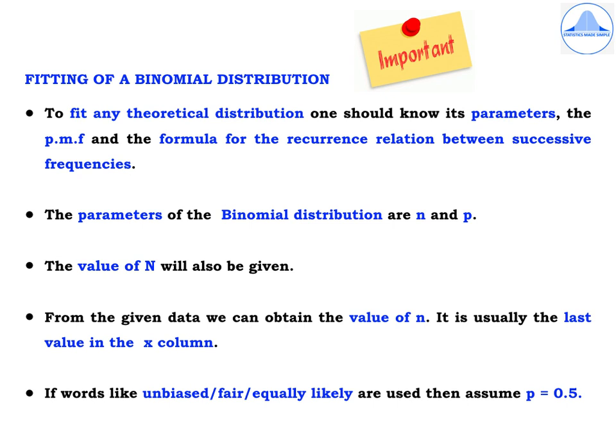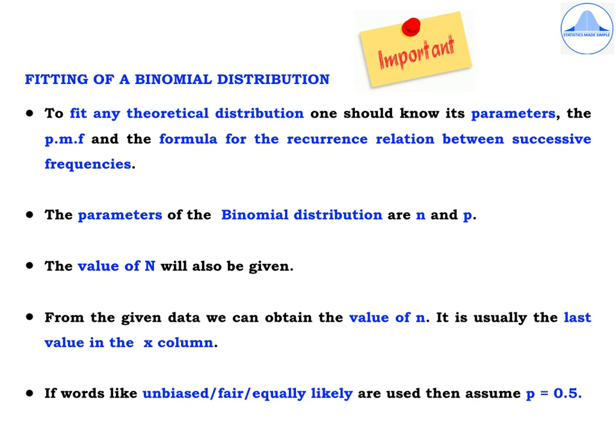Now in a problem, observe the table which will be given to you. Usually the table will have two columns. The first column will be the variable and the second column will be the frequencies. Now how do you identify what small n is in the problem? Small n will usually be the last value in the x column. You will understand this point very clearly when we work out the problems.